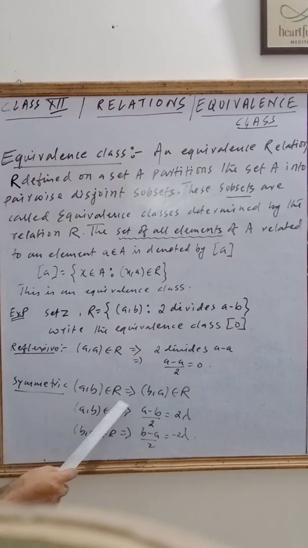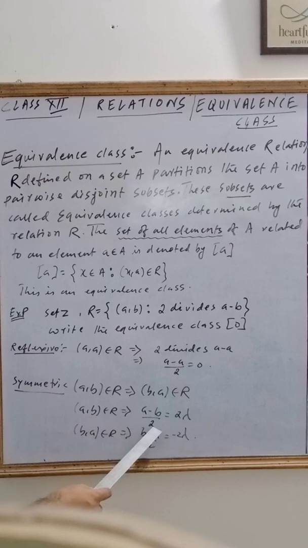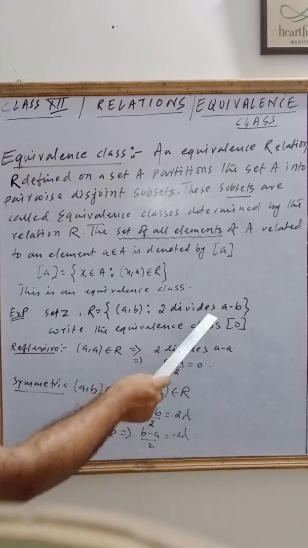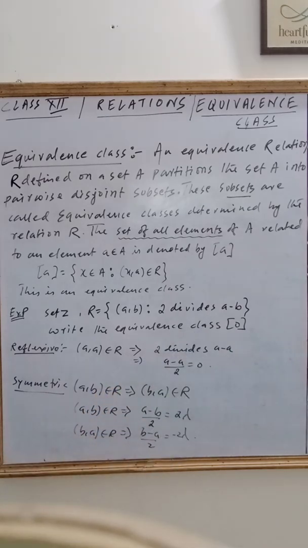Symmetric: (a, b) belongs to R implies (b, a) belongs to R. (a, b) belongs to R means (a minus b) divided by 2, and if it is divisible by 2, it must be a multiple of 2. So suppose (a minus b) divided by 2 gives us 2 lambda. Then what will (b, a) give us? (b, a) belongs to R: (b minus a) divided by 2 will give you minus 2 lambda.